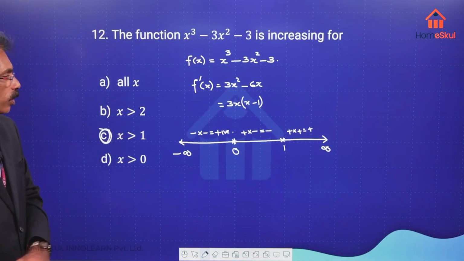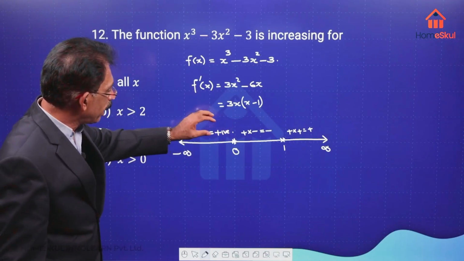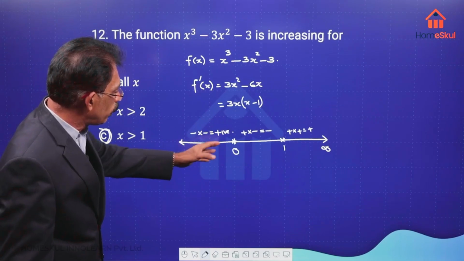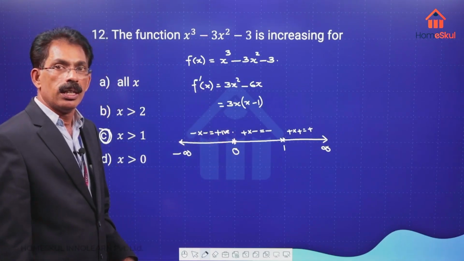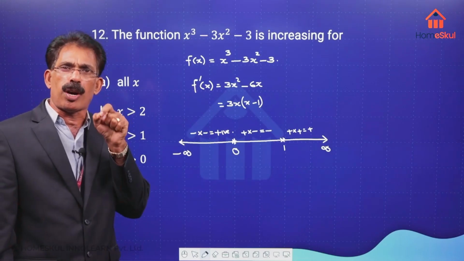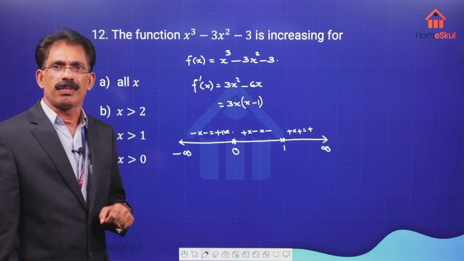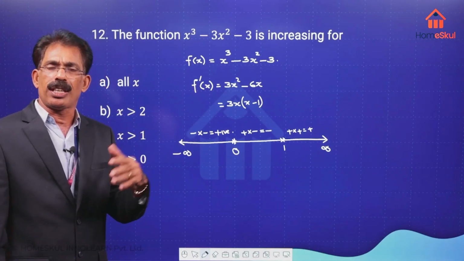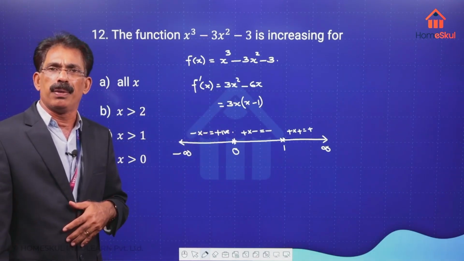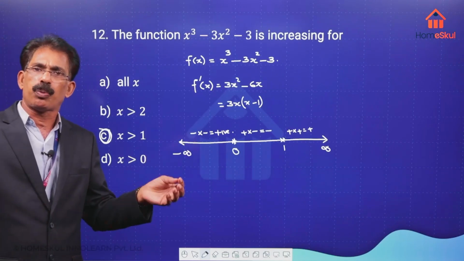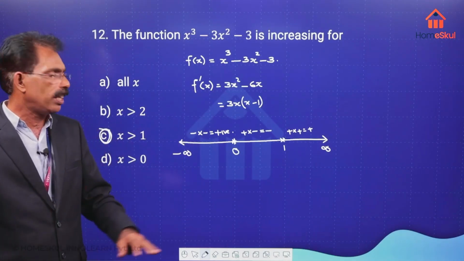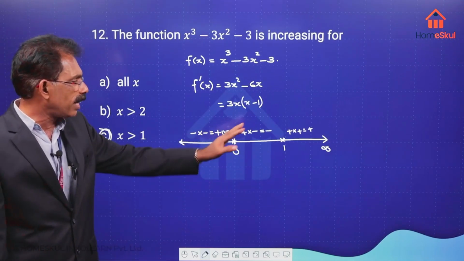Do you understand this method? Actually, we are just examining whether f dash x is positive or negative in that interval. We choose any one point in between that interval. In minus infinity to 0, we take minus 1 and put it into f dash x. We observe only whether it is positive or negative. Yes, fine, that is positive. Next is negative, next positive.